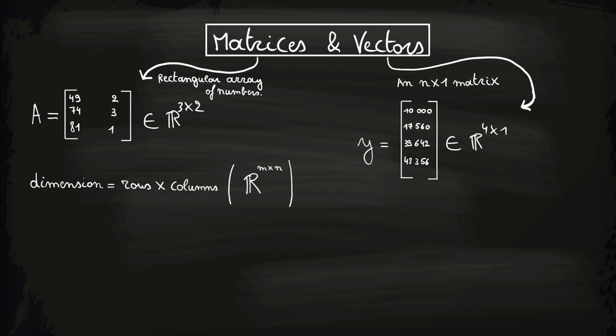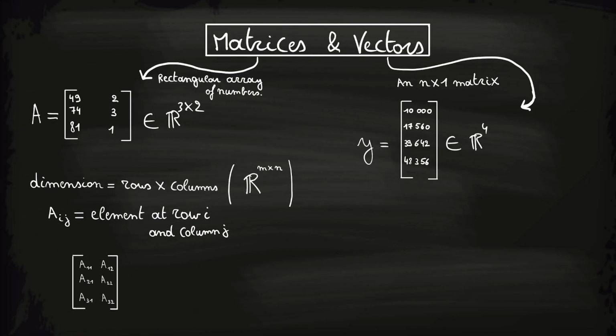However, as a vector is an n by 1 matrix, and thus the amount of columns will always be equal to 1, we will just use this notation to denote a 4-dimensional vector. As you might have noticed, we will use capital letters to denote matrices, and we will use lowercase letters to denote vectors.